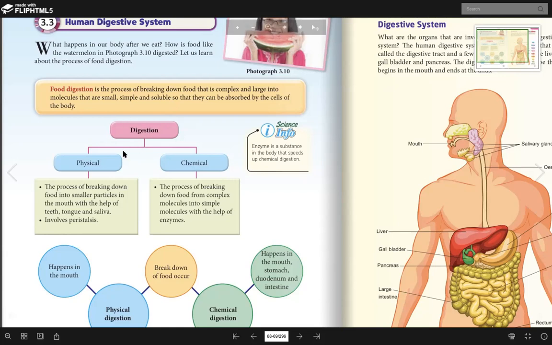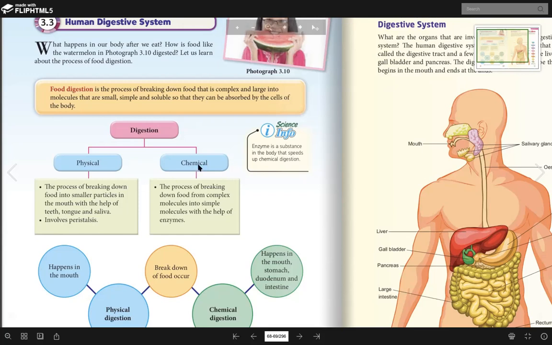Okay, guys, there are two types of digestion. We have physical and chemical digestion. For physical digestion, it's a process to break down food into smaller pieces by using our teeth, tongue, and saliva. This process involves peristalsis. Peristalsis is the process where the muscle will contract and relax. Why does it need to contract and relax? Because it can push the food from one area to the next area.